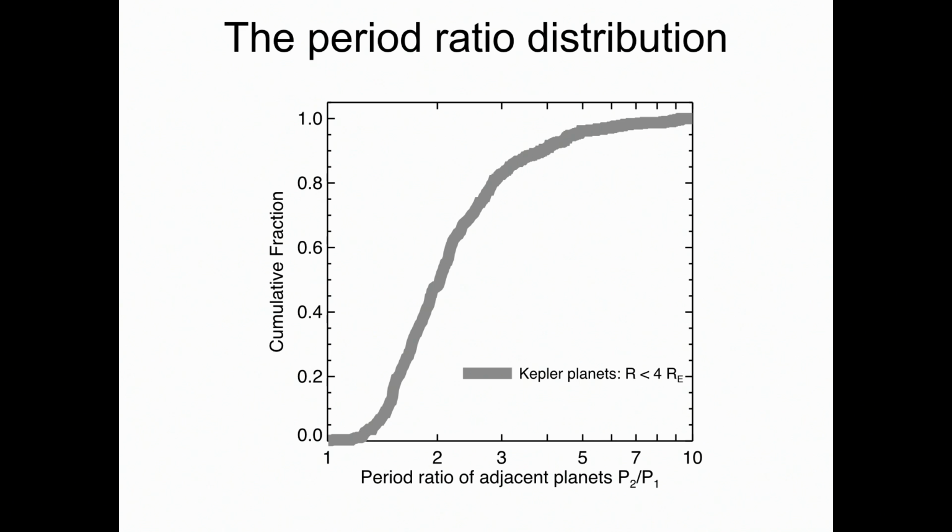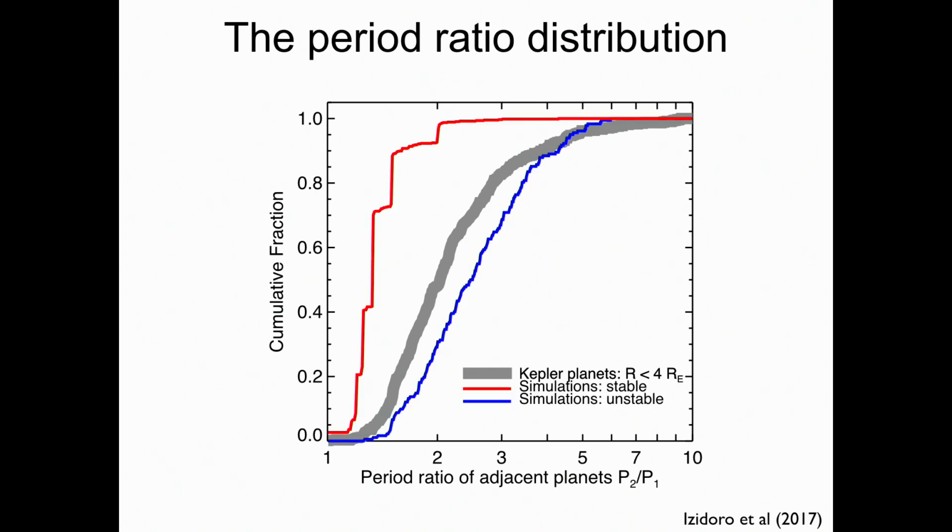Now here are our simulations, those simulations I was talking about. The red ones are basically those resonant chains, while the gas is still there. And so you can see those steps. Those steps mean that a lot of planets are in a given spot. It's very common to be in 3 to 2 resonance or whatever they are.